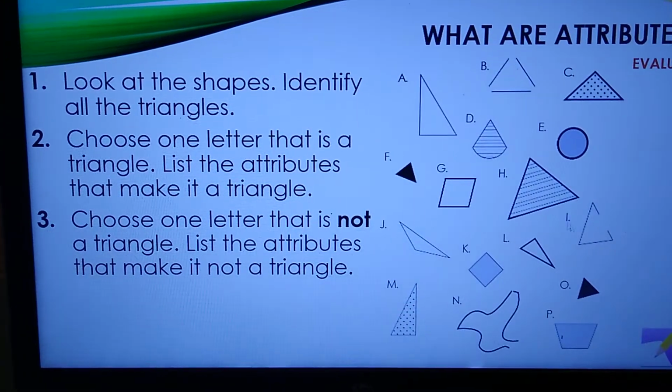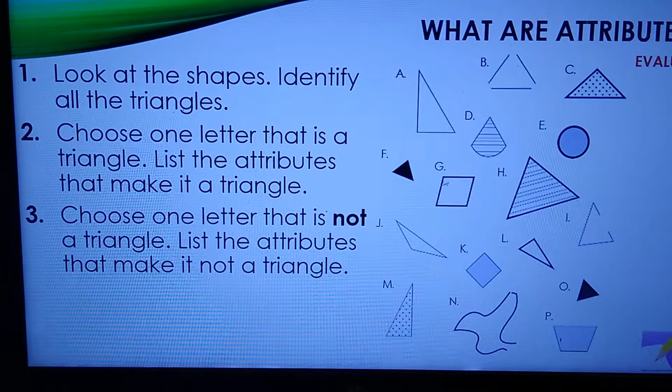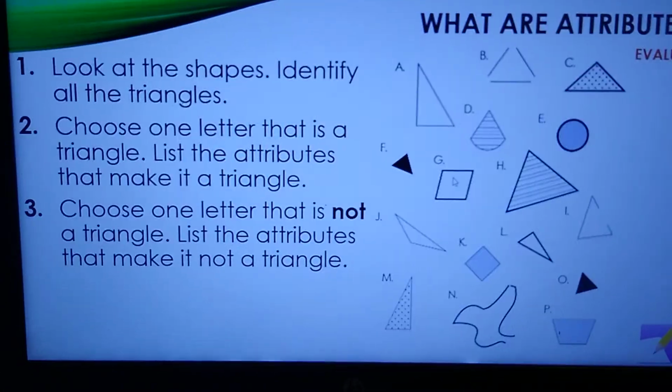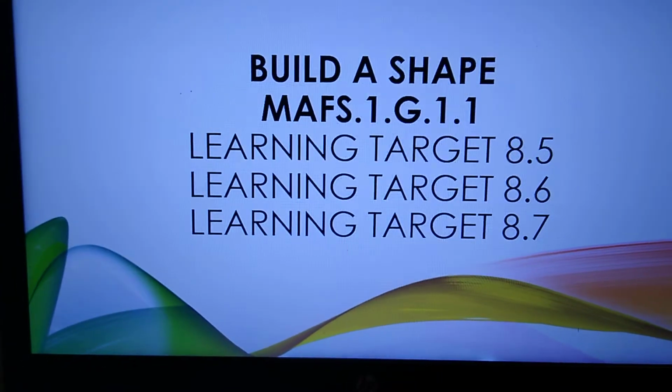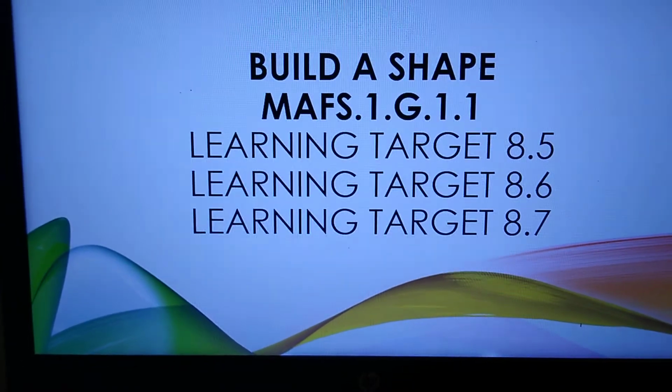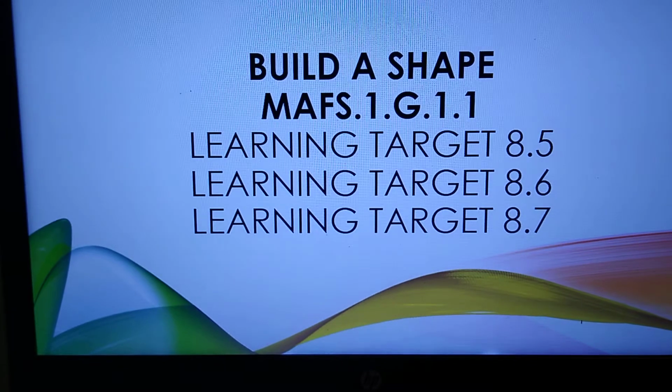Okay, why is this one not a triangle? Because it has 4 sides instead of 3. Okay, that was the end of that one. So if you don't have your own shapes, you could just make some with paper if you have some scissors.